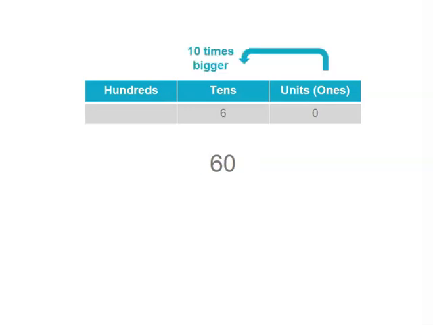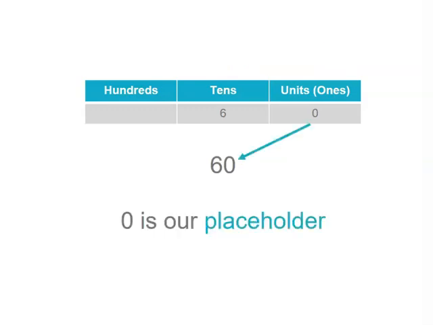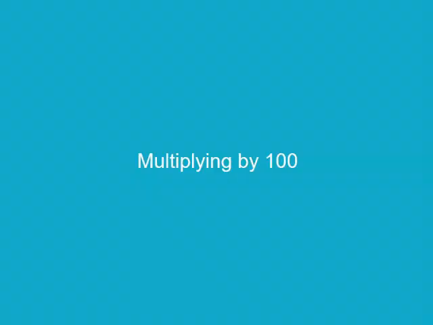So 6 times 10 results in 6 in the tens column. That's 10 times bigger. We get 60. The 0 is our placeholder, and it helps us know that 6 is in the tens column.